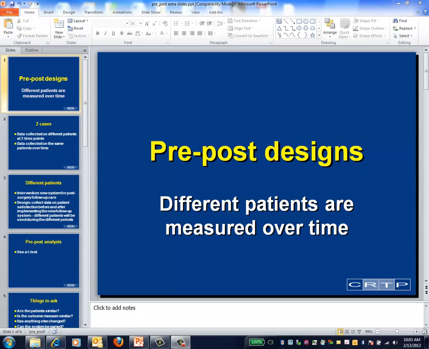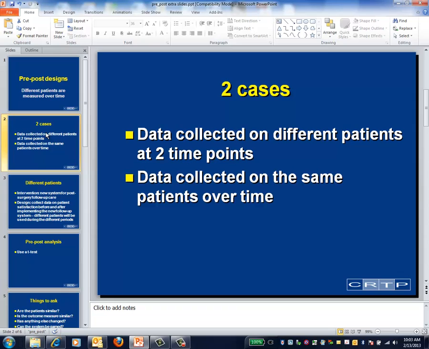This is the pre-post design module on the cases where different patients are being measured over time. A design is called pre-post if data are collected at exactly 2 time points. Often, but not always, there's an intervention between the two. So the first time point is pre-intervention, and the second time point is post-intervention.